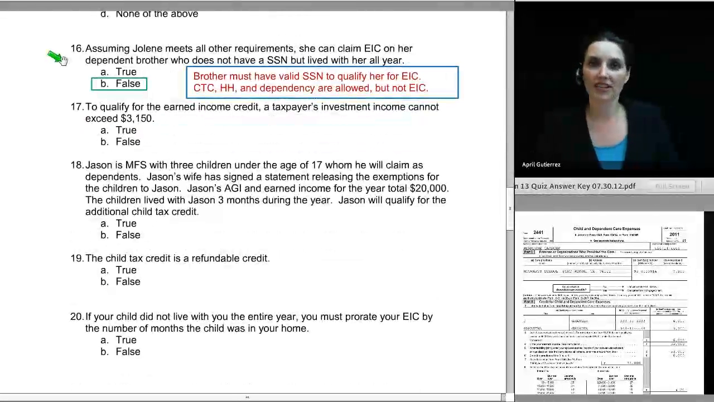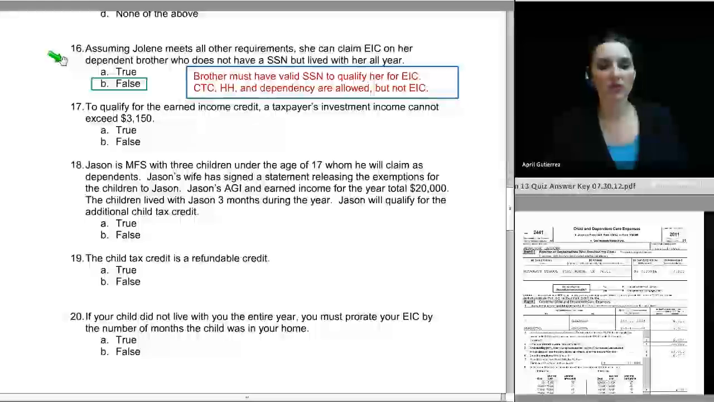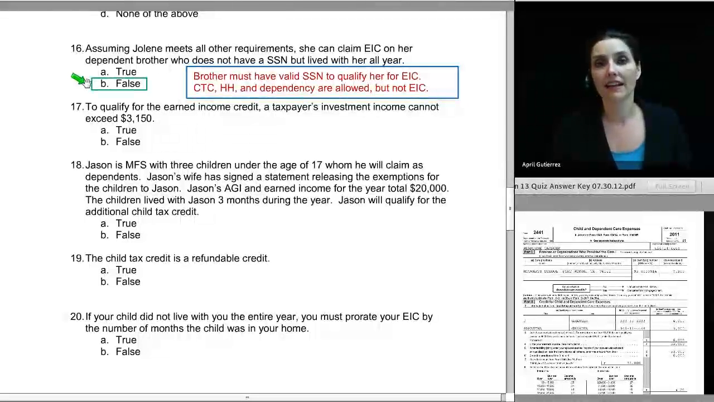The next question in line is question number 16. Assuming Jolene meets all of the requirements, she can claim earned income credit on her dependent brother who does not have a Social Security number but lived with her all year. I don't think so. That's a definite false. You are not allowed to claim the earned income credit for a person who is not in possession of a valid Social Security number. So if you have a brother who is in the country without a Social Security number, he simply is not entitled to the earned income credit.